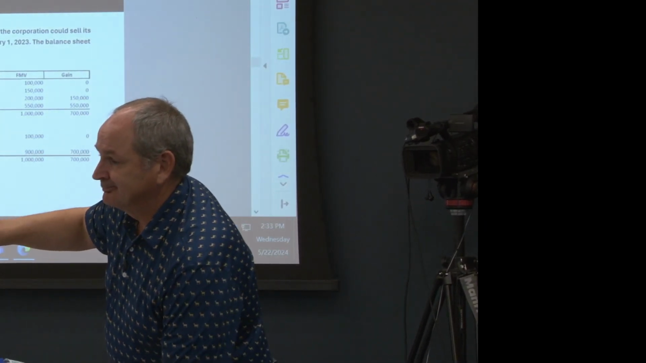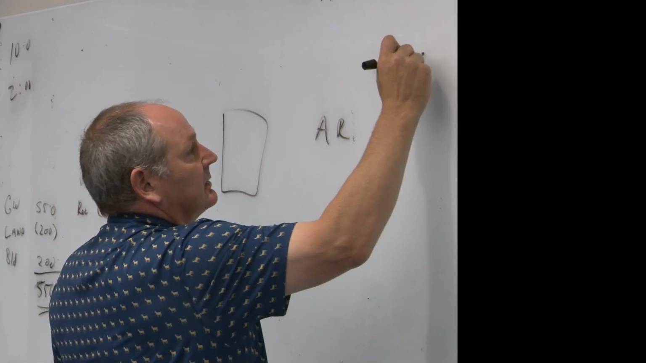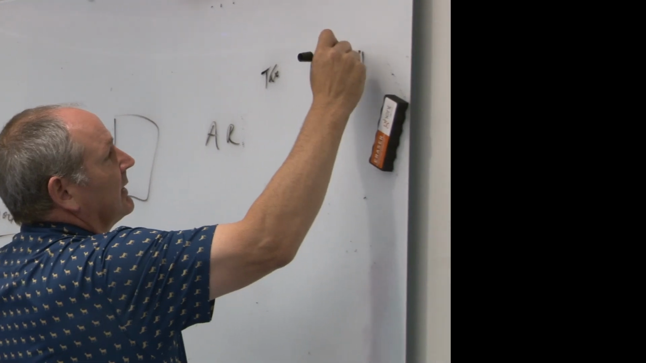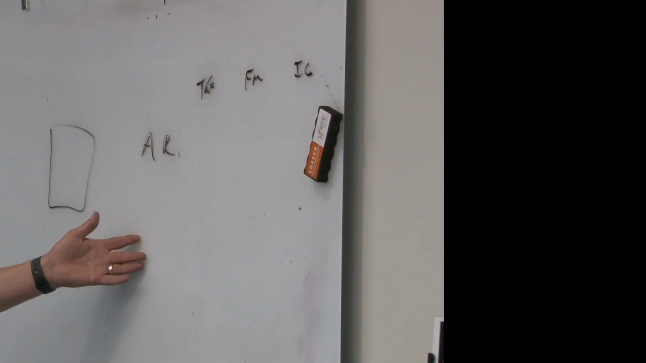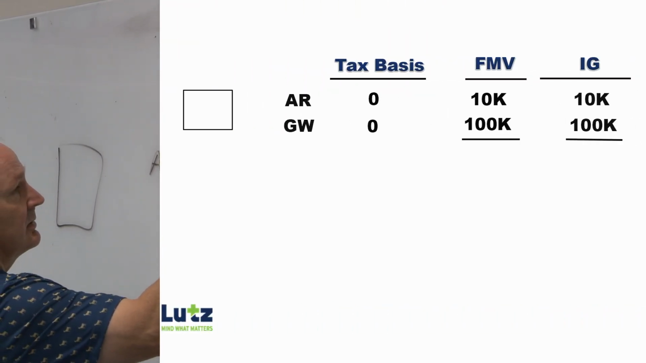So part of the built-in gain process is what's tax basis? 0. What's fair value? 10. And if we sold that asset at date of conversion, it would be subject to double tax. Therefore, if we transact on that item within the next 5 years, it's going to be subject to built-in gains tax. And I'm going to take this one step further to say tax basis, fair market value, inherent gain, because this is the process that we do. And AR is 0, 10,000, 10,000.